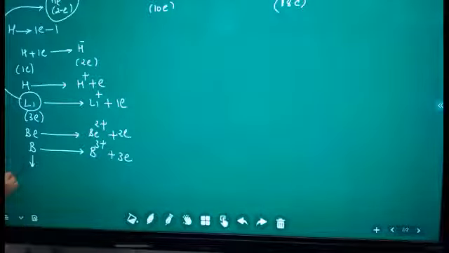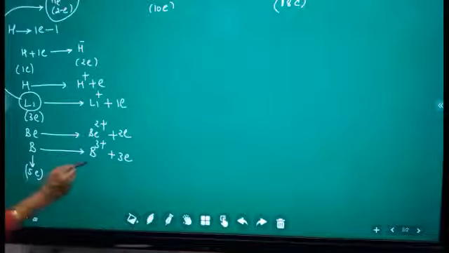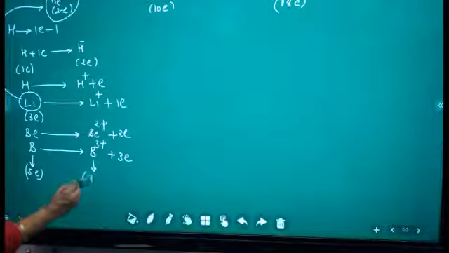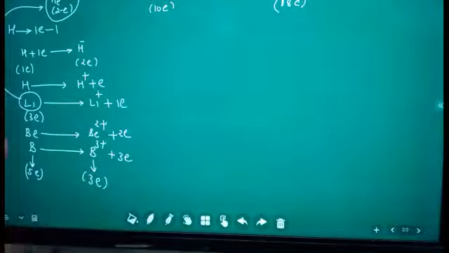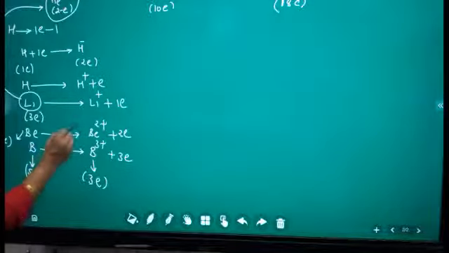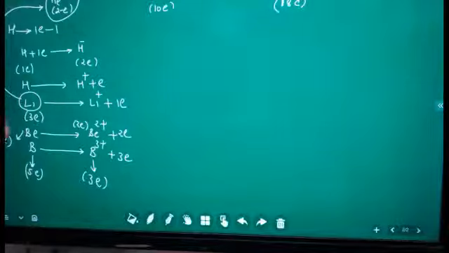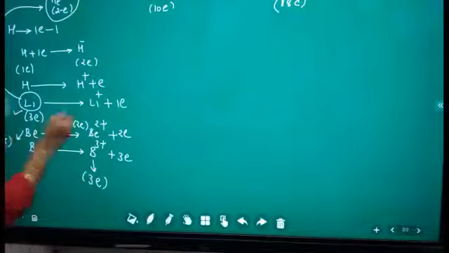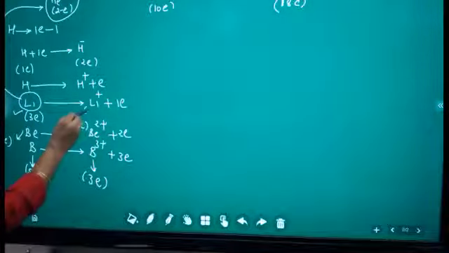Boron has 5 electrons. Boron 3 plus has 2 electrons. Beryllium has 4 electrons. Beryllium 2 plus has 2 electrons. Lithium has 3 electrons. When lithium becomes plus, the number of electrons is 2.